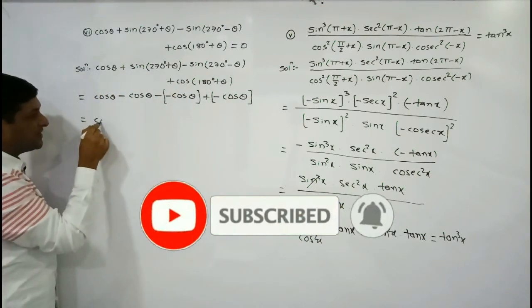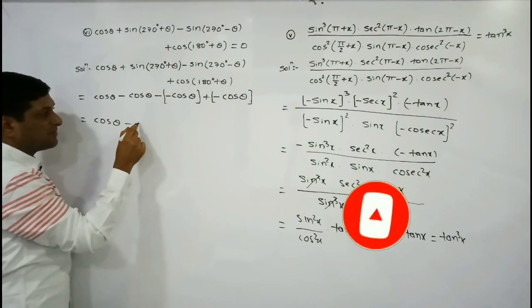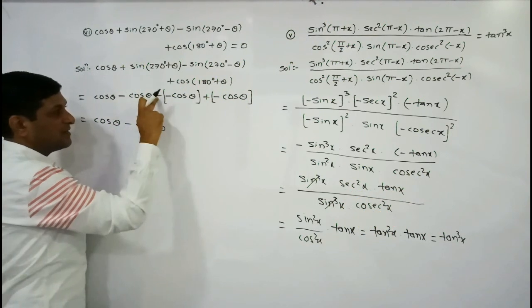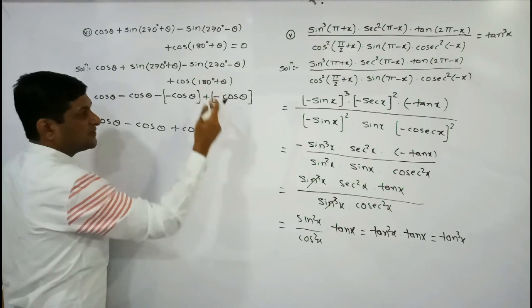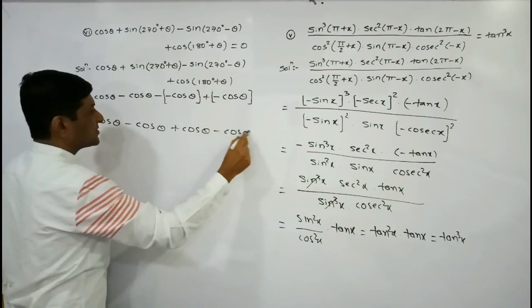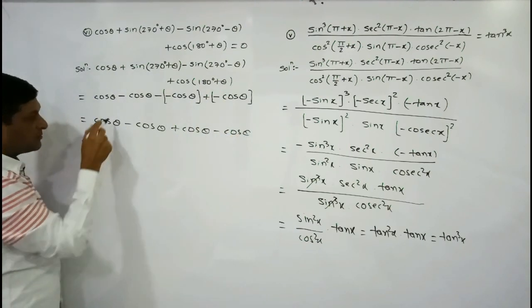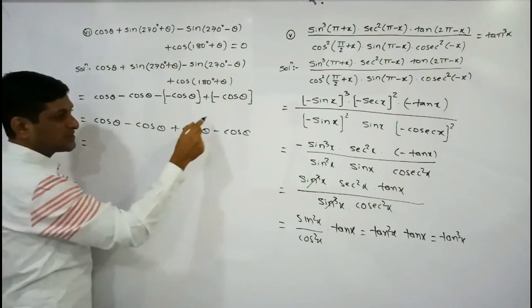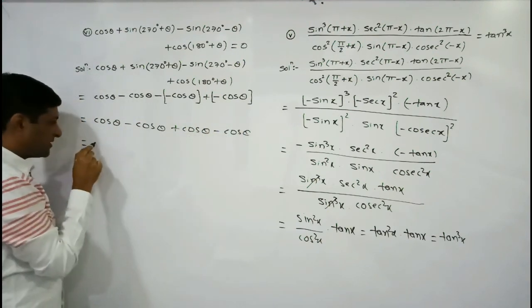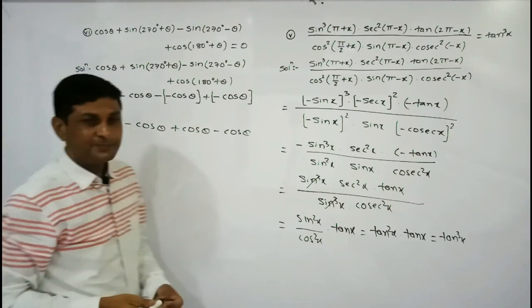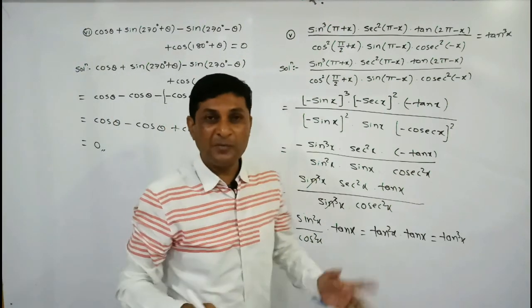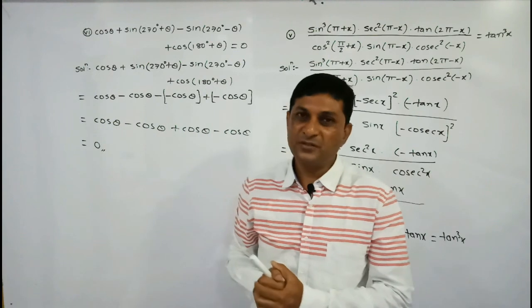Now simplified, cos theta, keep it as it is, minus cos theta also as it is. Minus into minus will become plus cos theta, and plus into minus will become minus cos theta. Now here we can easily observe that plus cos theta minus cos theta plus cos theta minus cos theta will get cancelled, and we will get our required result 0. In this way we have completed this second exercise of this chapter.